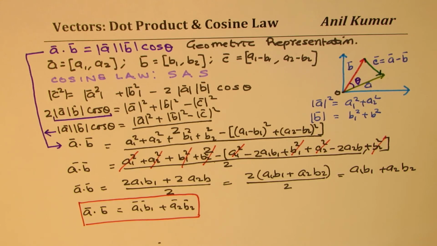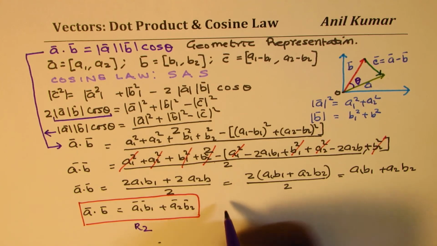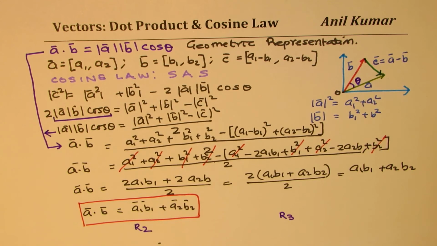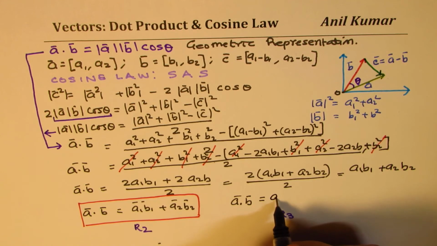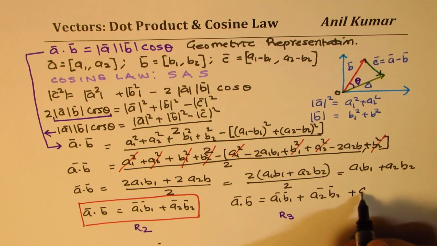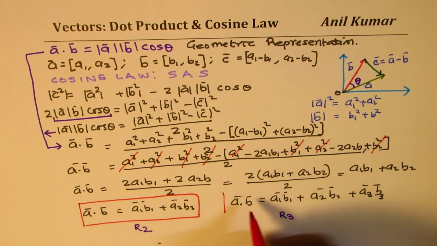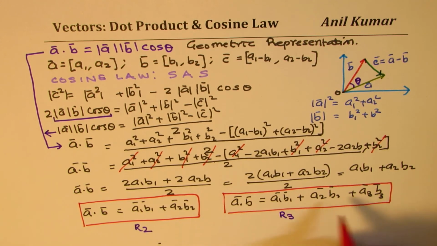Now the same calculation can be extended in R3. So this is in R2, right? So in R3, what will be the case? In R3, the dot product of vectors A and B will be equal to A1B1 plus A2B2 plus A3B3, correct? Where A and B are in R3, right? So A1B1, A2B2, and A3B3 is going to be the dot product in R3. Does it make sense to you, right?